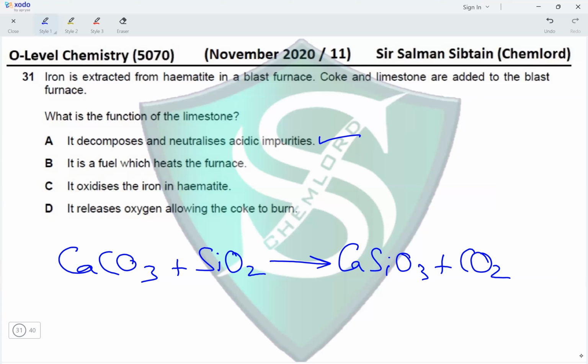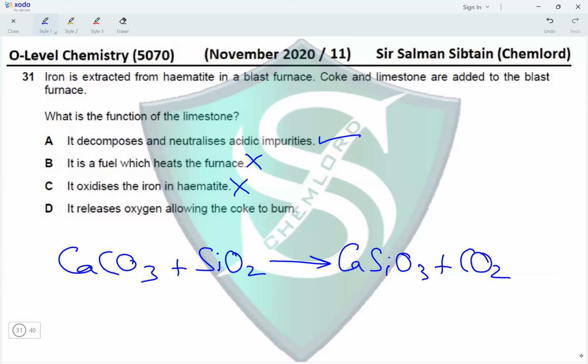It is a fuel which heats the furnace. No, calcium carbonate is not a fuel. It oxidizes the iron in hematite. Iron is not oxidized in hematite. It is reduced because iron is present in the form of Fe2 plus ion. And this process is done by coke, the reduction of iron, not oxidation.